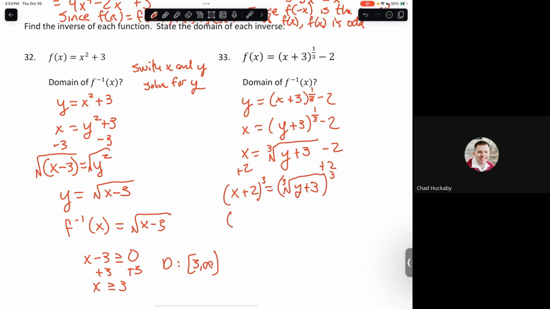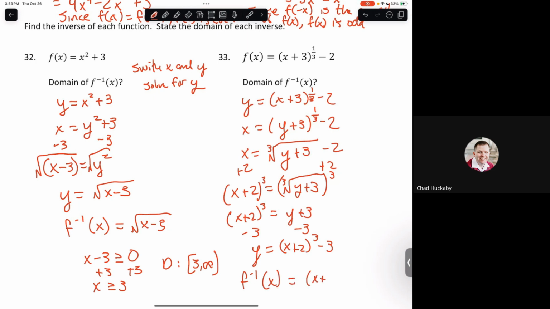So what we get on the left side is x plus 2 just to the third power. And on the right side, this cube cancels out this cube root, because what we effectively have is y plus 3 to the 3 over 3 power, or y plus 3. Then we can subtract 3 from both sides, and we get y is equal to x plus 2 quantity cubed minus 3. So f inverse of x is equal to x plus 2 cubed minus 3.